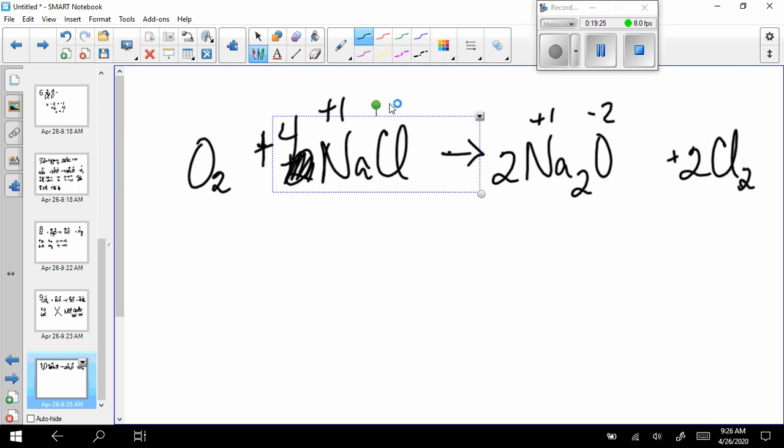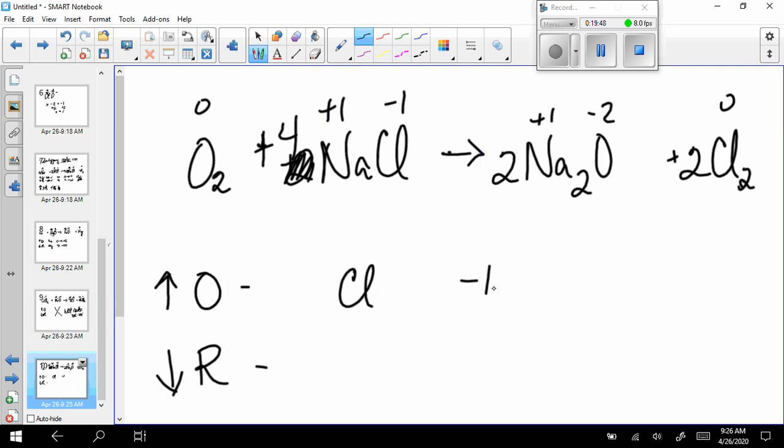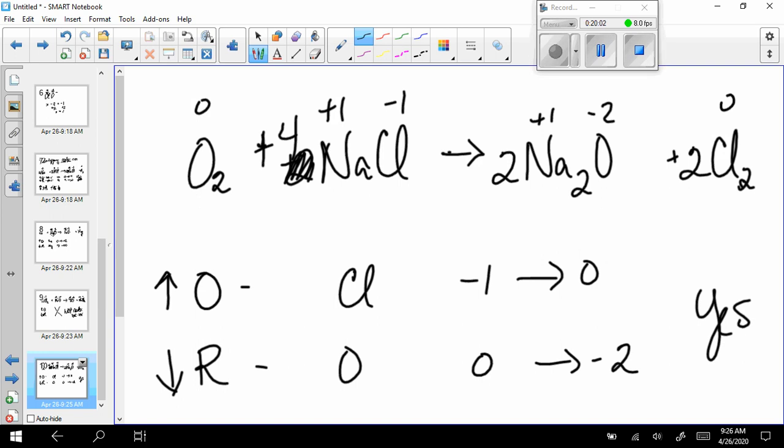I know Na is a +1 and Cl is a -1. Oxygen's alone, so it's 0. Cl is alone, so it's 0. So I want to see, is something oxidized? Does its oxidation number go up? And is something reduced? Its oxidation number goes down. So who goes up? Oh, let's see. Na stays the same. Oh, Cl goes up. So Cl changes from a -1 to a 0. So that's going up. And oxygen is getting reduced because it is going from a 0 to a -2. So yes, this is a redox reaction.